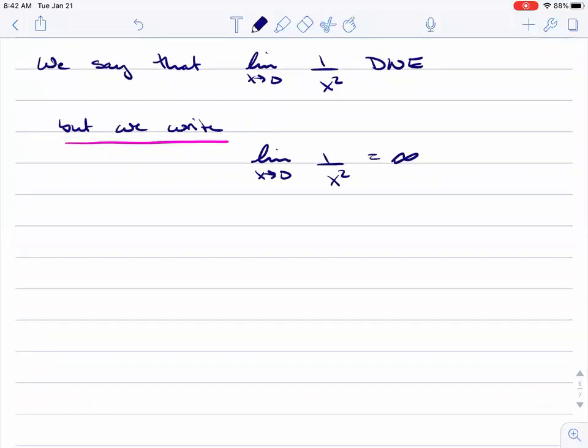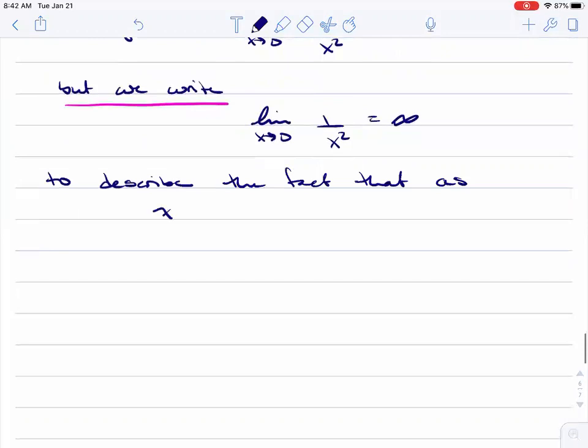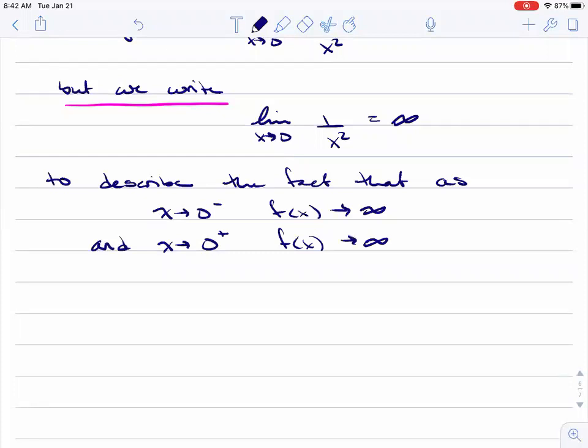And so to describe the fact that as x goes to 0 from the left, f of x goes to infinity. And as x goes to 0 from the right, f of x goes to infinity again.